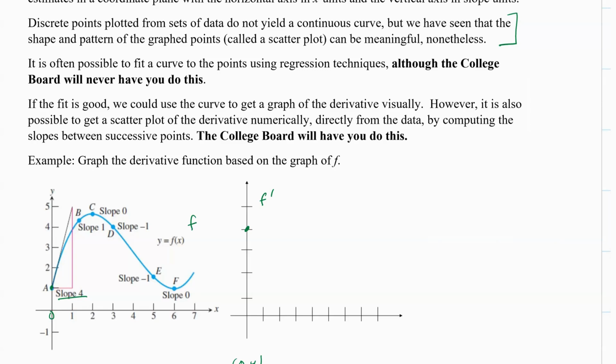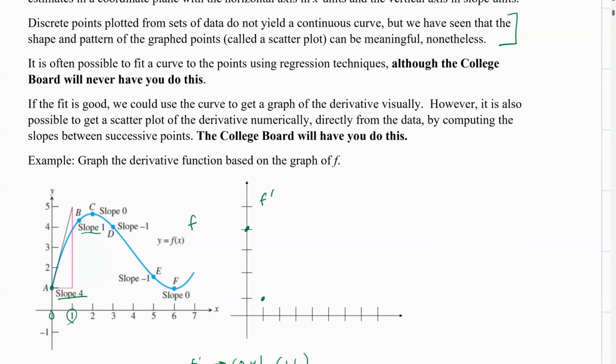Let's try that again. All right, looks like at point B we have a slope of 1. Okay, and that's when x is 1. So it looks to me like f prime might have a location 1 and a slope of 1. And I can put that in. And that's another point in the f prime function.